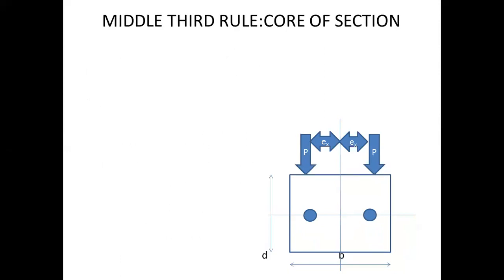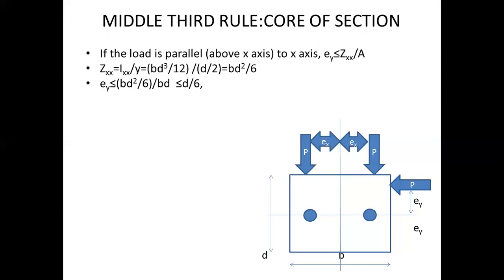Now see, this is a load P, again an eccentric load acting parallel to x-axis at a distance of Ey from the x-axis. Now here same, the Ey will be less or equal to Zxx divided by A. Zxx is the section modulus about x-axis. So here I have found Ixx divided by y.